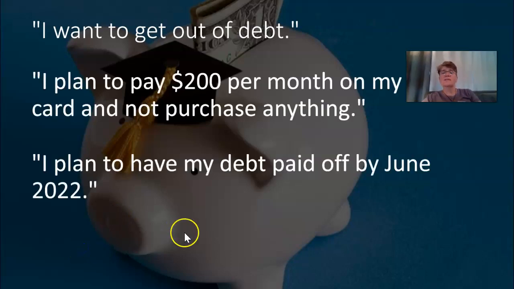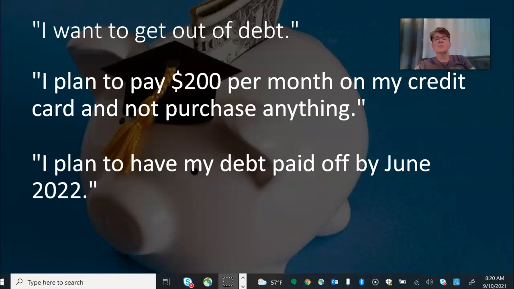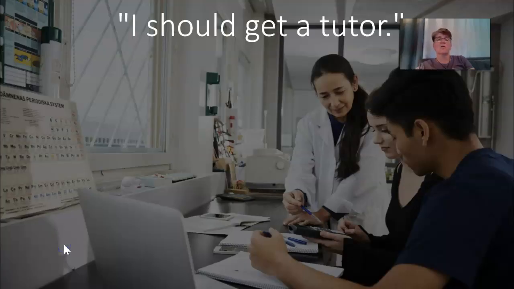So a better way to say this is, depending on your situation, I want to pay X amount of money on my credit card, my loan, whatever it is, and not purchase anything additional, or keep my purchases on my credit card under a certain amount, and I plan to have my debt paid off by a certain date. That would be a much more effective way of stating that goal.